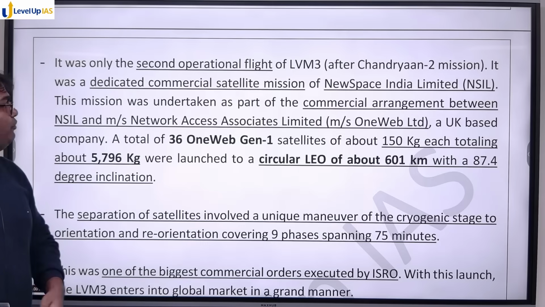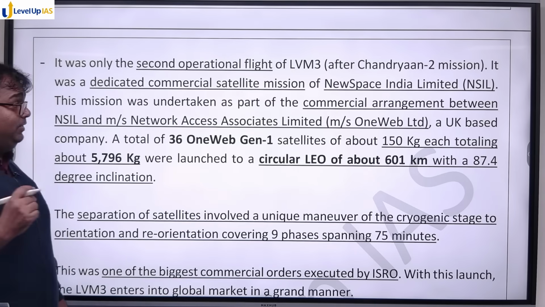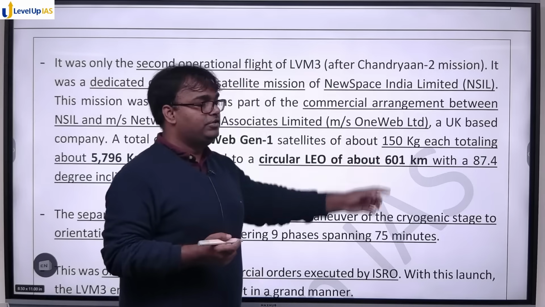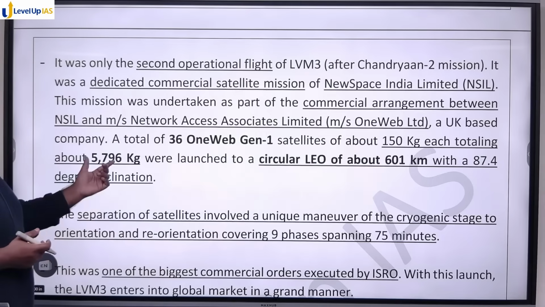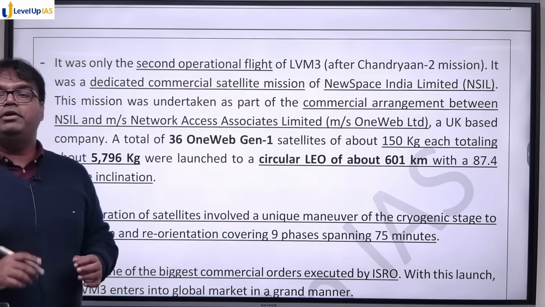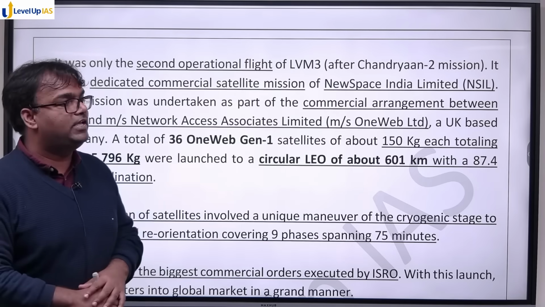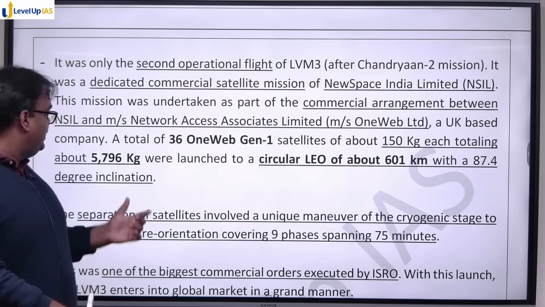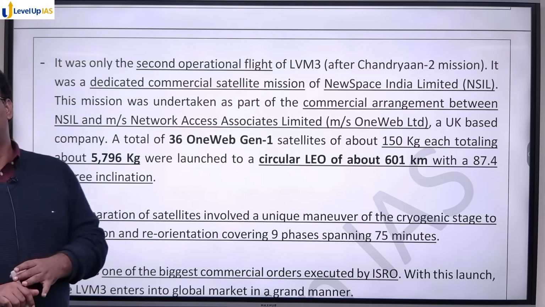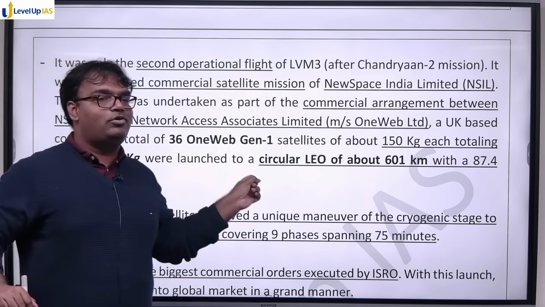There's a company called OneWeb. इनके 36 satellites launch हुए. Each of these satellites was weighing 150 kg. तो total जो weight इसने launch किया, that is 5796 kg. Now LVM3 इसका GTO में capacity कितना है? 4000 kg. Can it carry 5796 kg to GTO? No. So where were these satellites launched? Low Earth orbit.